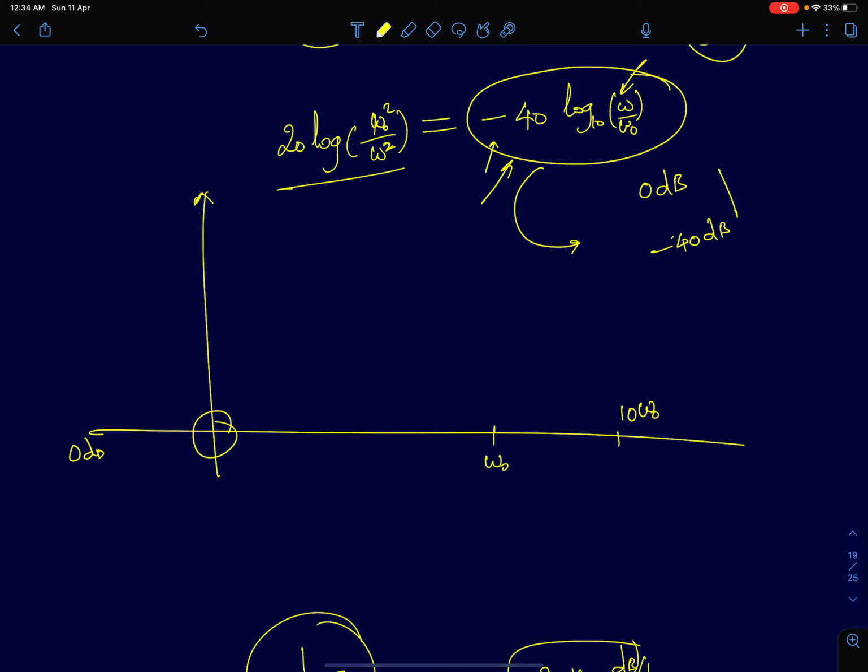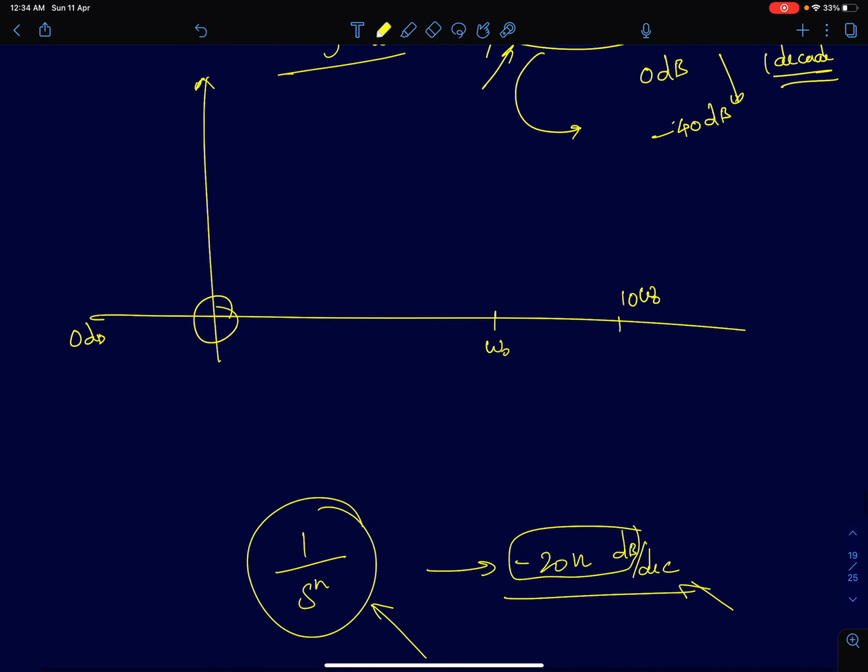So it has changed by minus 40 decibels in 1 decade. For a decade change in frequency, the magnitude reduced by 40 decibels. So the slope will be minus 40 decibels per decade. So this slope here is minus 40 decibels per decade. And the function is going to look something like this. The slope here is minus 40 decibels per decade.